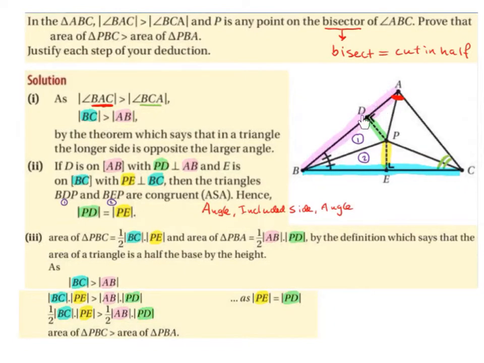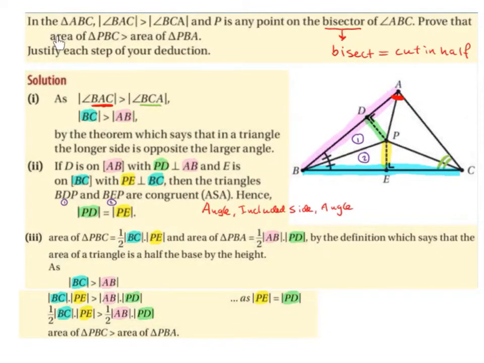So here's the angle ABC, this angle here. This is the bisector of the angle, so it is the line that cuts the angle in half. And P is a point on the bisector. So bisect means to cut in half.